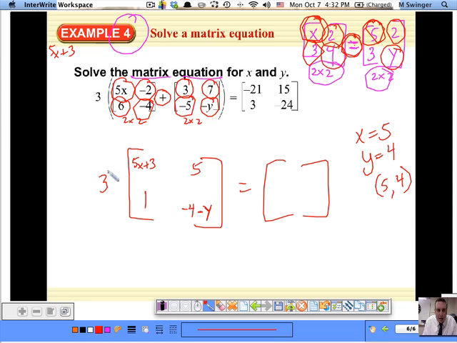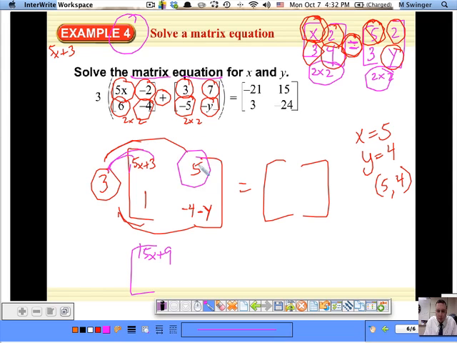Next, 3 times all of this. Well, this is scalar multiplication. 3 times this, this, this, and this. So 3 times 5x plus 3. Distribute 3 times 5x, 3 times 3. So this becomes 15x plus 9. This one element is 15x plus 9. Next, 3 times the 5 over here, which is 15. That's another element. 3 times the 1, which is just 3. 3 times the negative 4 minus y. So this times this is negative 12. This times this is minus 3y. Notice how it's all one element.